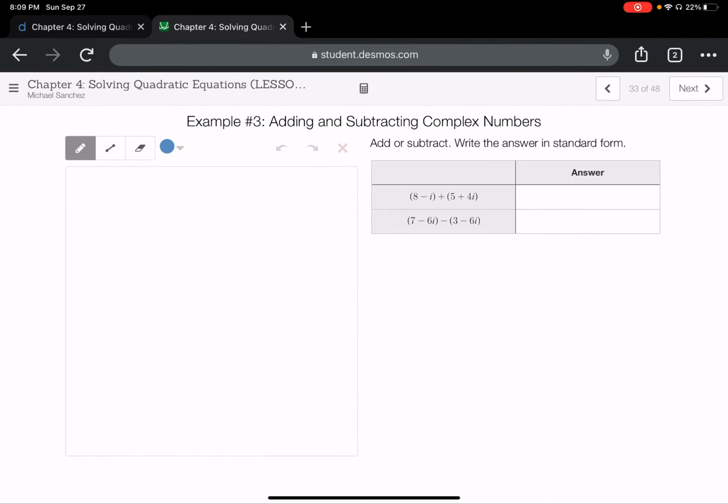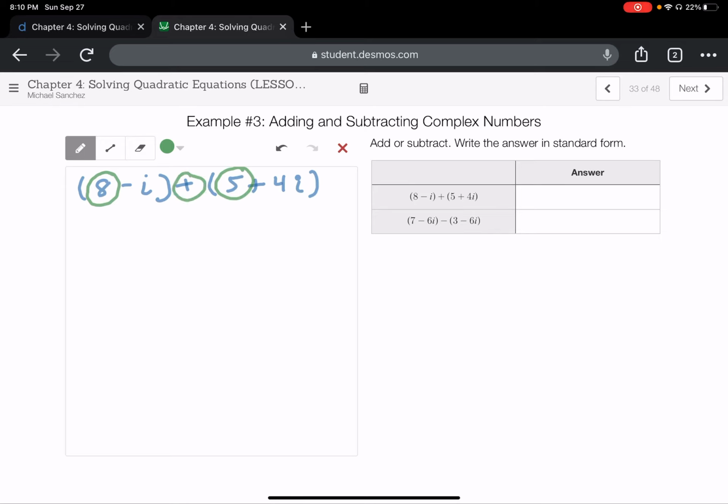To add and subtract complex numbers, it's kind of like the same idea. So here, let's write my expression. I have 8 minus i plus 5 plus 4i. With that being said, we can only combine the real parts with real parts, and imaginary parts with imaginary parts. So I'm going to start by identifying my real parts. So I have a +8 and a +5.